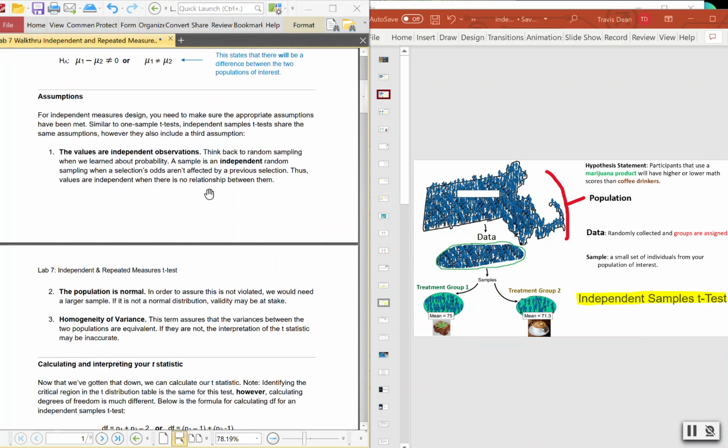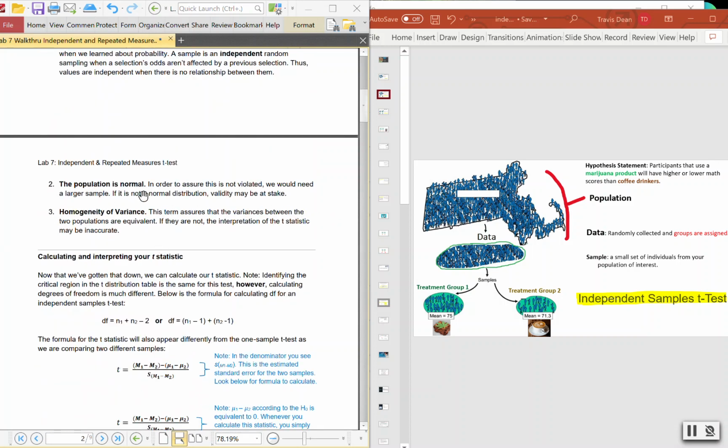So the assumptions for an independent samples t-test are similar to a one sample t-test. The values are independent observations. Think back to random sampling when we learned about probability. A sample is an independent random sample when selection odds aren't affected by the previous selection. Thus, values are independent when there is no relationship between them.